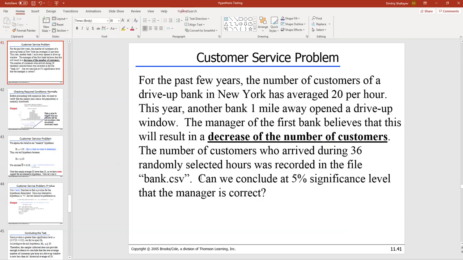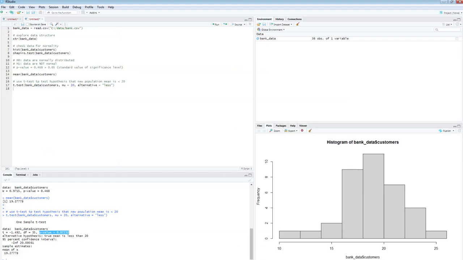Let me switch back to the PowerPoint. Here the problem instructed us to use the standard 5% significance level. So at the 5% significance level, do I have enough evidence to state that the new population mean, the new average number of customers coming every hour, is less than 20, and therefore the bank down the road might be stealing customers away from me? Well, my p-value is 0.07 and it's greater than 0.05. What happens if I have a p-value higher than the significance level? I fail to reject the null hypothesis.